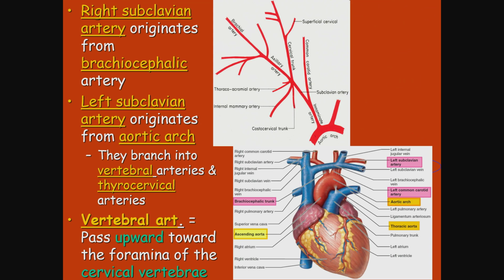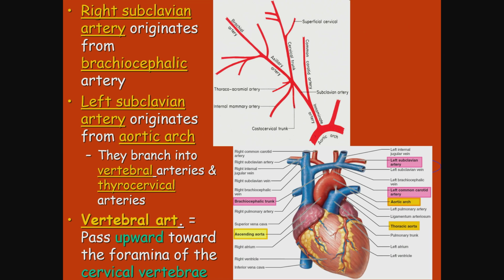The right subclavian artery originates from the brachiocephalic, we talked about that one, and the left subclavian artery originates from the aortic arch. They branch into vertebral arteries and thyrocervical arteries, okay? So you can take a look at, here's the thyroacromial artery, this is the mammillary artery, common carotid, the cervical trunk right by the neck, and then they branch, okay? Brachial artery will then branch around and go down your arm, etc.